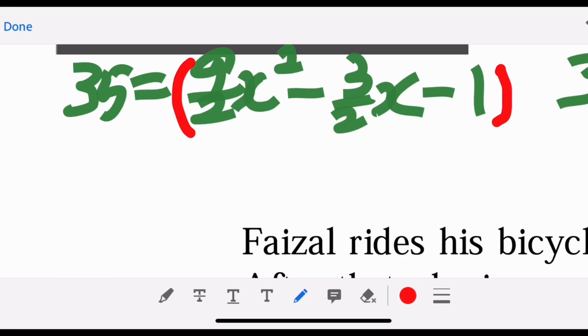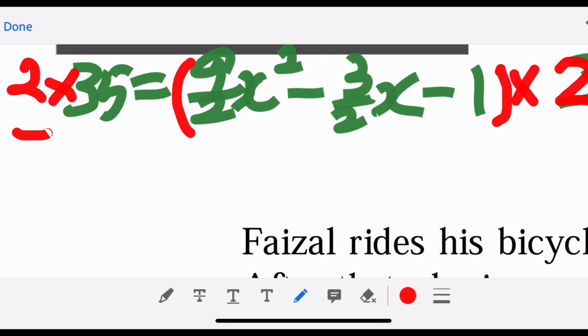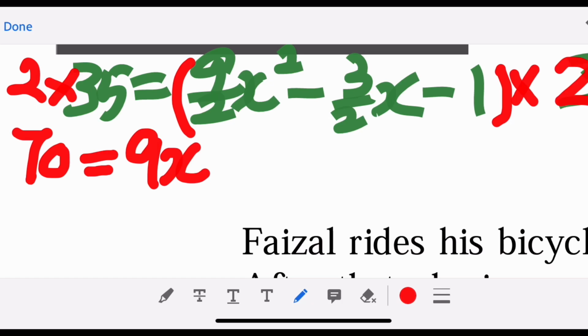So now I want to make it integer, so I will times 2. That is how you make the equation easy. So when you times 2, make sure you times 2 for the 35 also. Make sure every side, times 2. So you have 70 equal to 9 over 2, you times 2, you get 9x squared, right? It looks very nice, integer. And negative 3 over 2, you times 2, you get negative 3x, right? And then you minus 2, right?